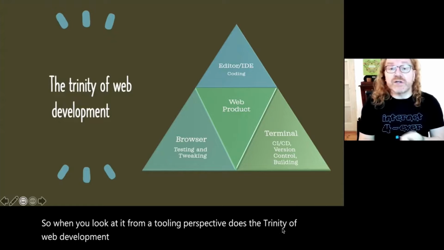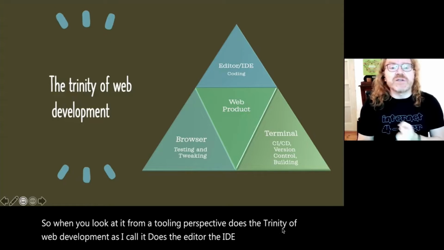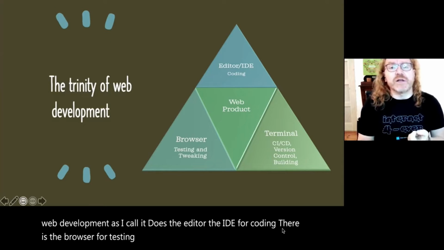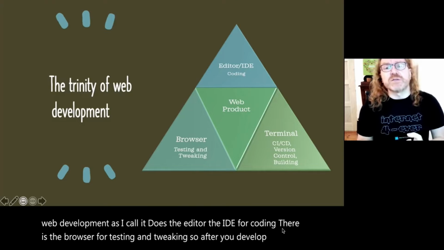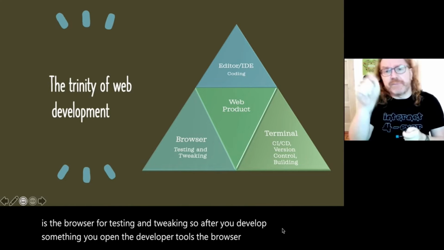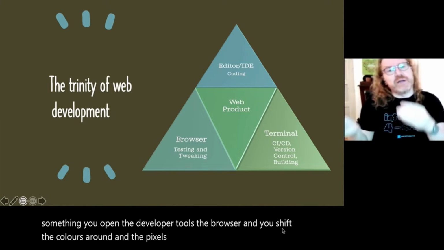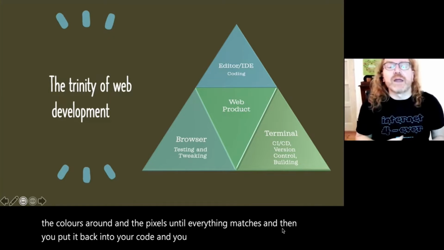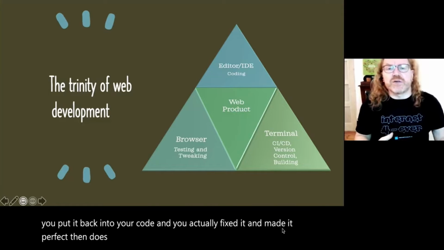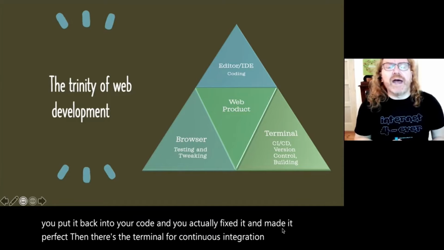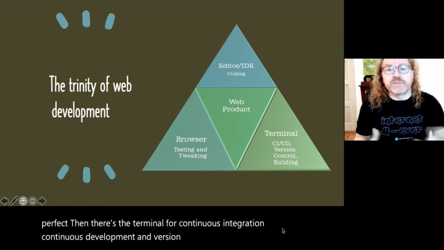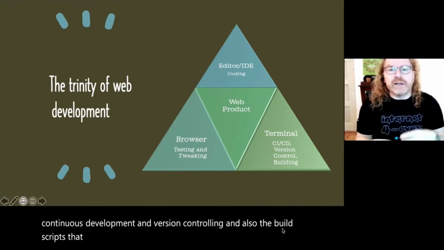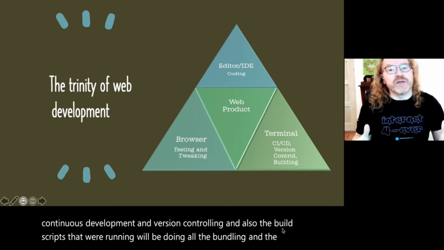So when you look at it from a tooling perspective, there's the trinity of web development, as I call it. There's the editor, the IDE for coding. There's the browser for testing and tweaking. So after you develop something, you open the developer tools in the browser and you shift the colors around and the pixels until everything matches. And then you put it back into your code and you actually fixed it and made it perfect. Then there's the terminal for continuous integration, continuous development, and version controlling, and also the build scripts that we're running where we're doing all the bundling and the image conversion and these kind of things.